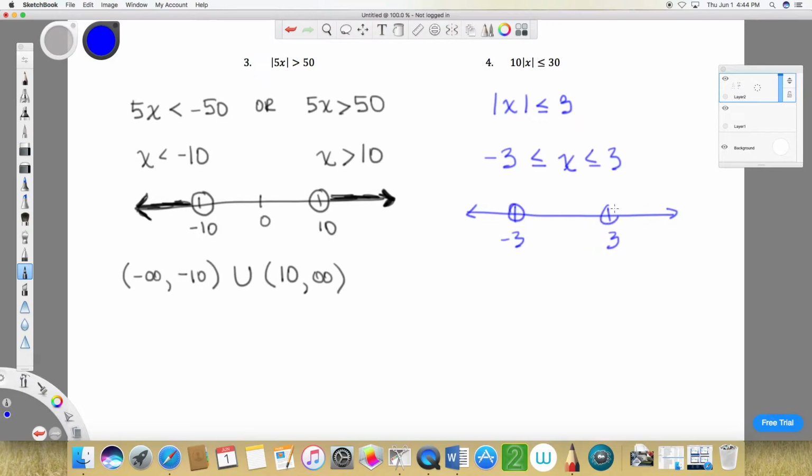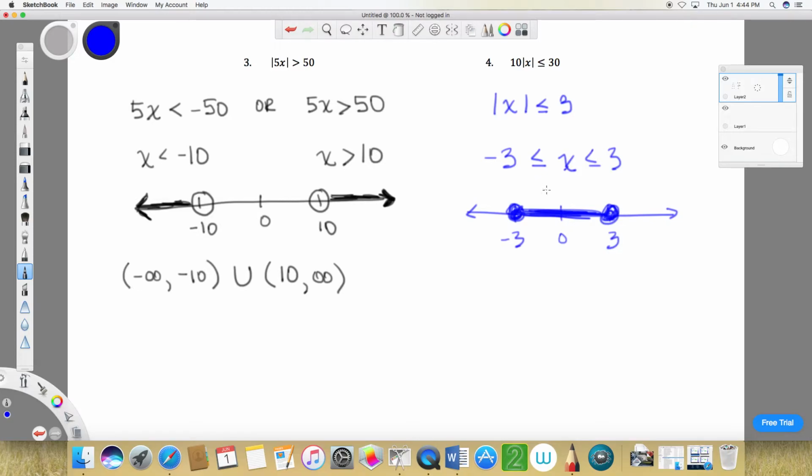To determine whether to keep these hollow like we did in problem 3, they were hollow because there was a strict inequality. But here in number 4, it's less than or equal to. So these values are shaded, not hollow. And this time we shade in between here, in the middle. Okay, so a number in the shaded region is going to make this a true statement.